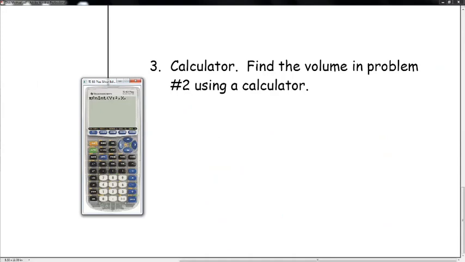Our lower bound, if you remember from the previous problem, was -1. Our upper bound was 3. We go ahead and hit enter. And if you notice, if you do 8 pi, you're actually going to get the same answer.